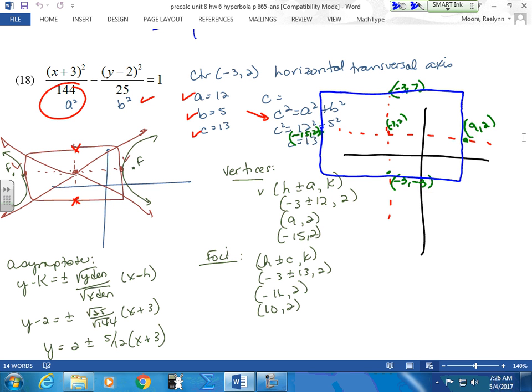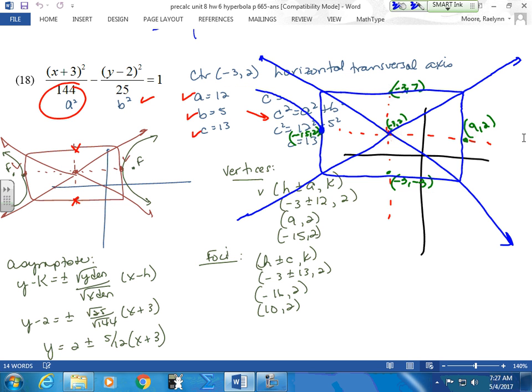This is my box. My asymptotes go through the corners, kind of a makeshift thing over here. And my hyperbola is going off the translated x-axis. So this is my x-axis. There is its little vertex. There is the other little vertex. There's my hyperbola.